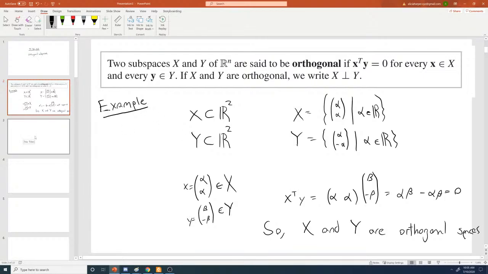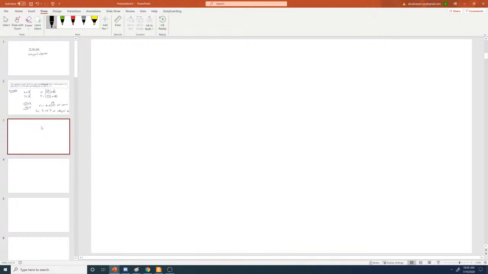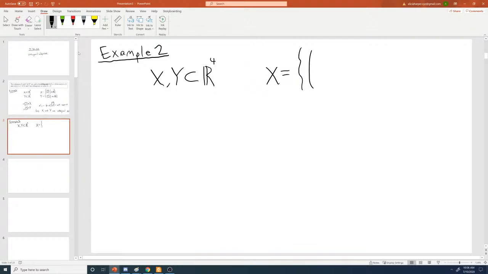So let's do another example. This time I'm going to look at 2 subspaces, X and Y, in R4. And they're going to be defined as follows. X is going to be the set of vectors 0, 1, or actually, how about this? I'm going to define it as a span. So it's going to be the span of the vectors (2, 1, 1, 0) and the vector, say, (1, 1, 0, 0).